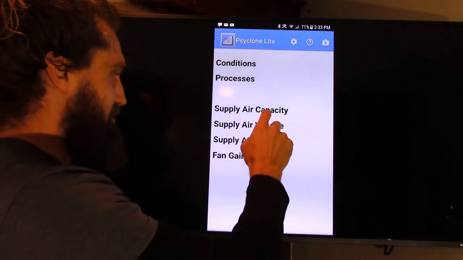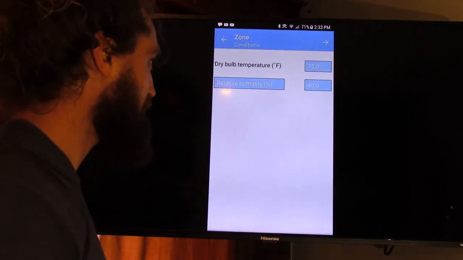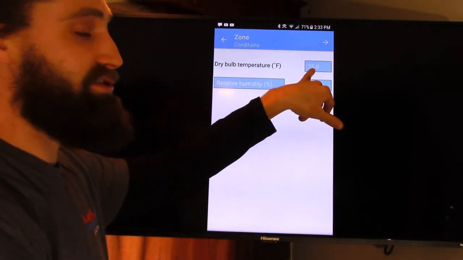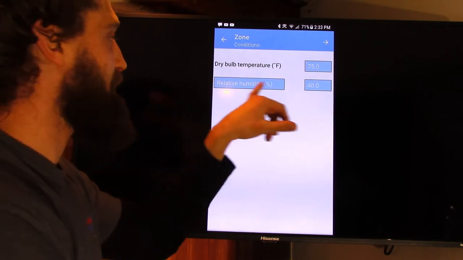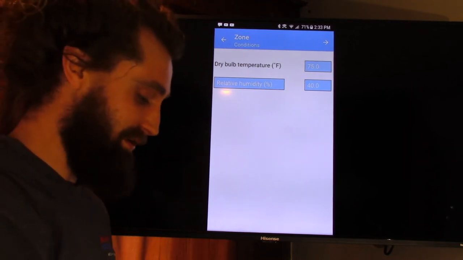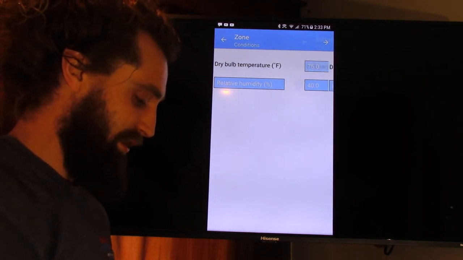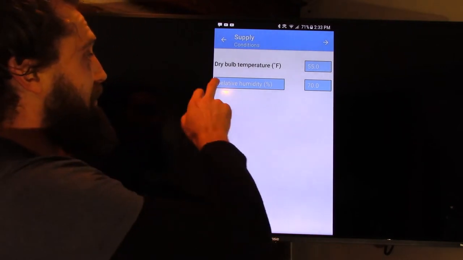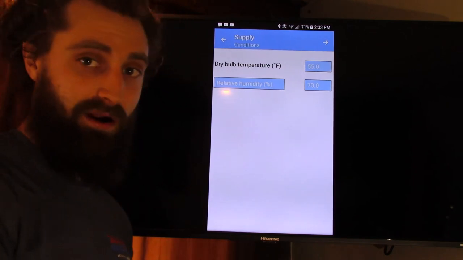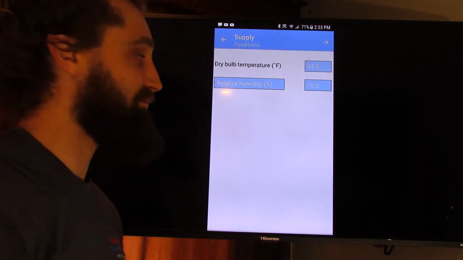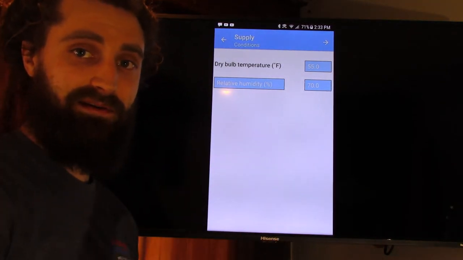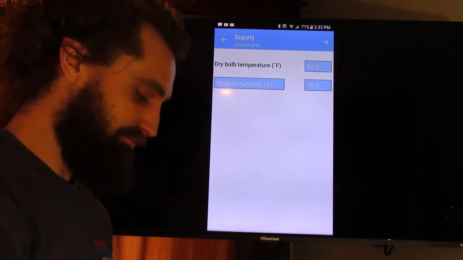We're going to click on this supply capacity and put in our zone condition. I've got the dry bulb temperature up in here. We measured that at the return, 75 degrees. Then we go to our relative humidity and plug that in, 40% humidity. Good. Now we go to our supply. Our supply dry bulb temperature was 55. That's what we physically measured with our psychrometer at the supply, 55 degrees. Relative humidity, we found it was 70% in that supply duct right after the evaporator coil.